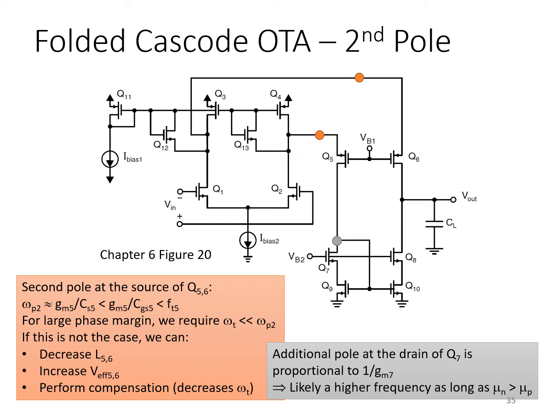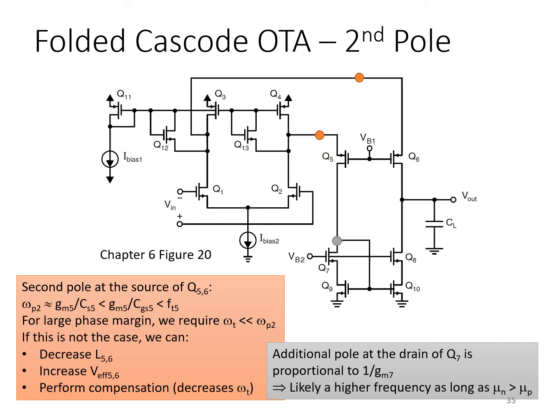So interestingly, here we've got a second pole that, if we assume it's roughly equal to 1 over the time constant associated with those nodes, we might estimate it at GM over the total capacitance to ground of this node, which includes the CGS of transistor Q5. There are other capacitances as well, but that's sort of a lower limit on the capacitance associated with this node.